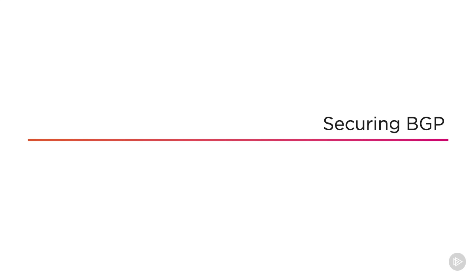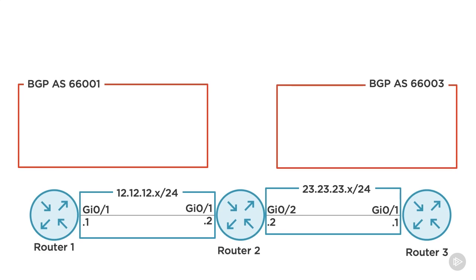So far in this module, we've been talking about how to secure internal routing protocols, so let's shift gears and talk about how to secure BGP, which is most commonly used as an external routing protocol. For this demo, we're going to be configuring BGP on routers 1 and 3. Router 1 will be part of Autonomous System 66001, and router 3 will be part of Autonomous System 66003.